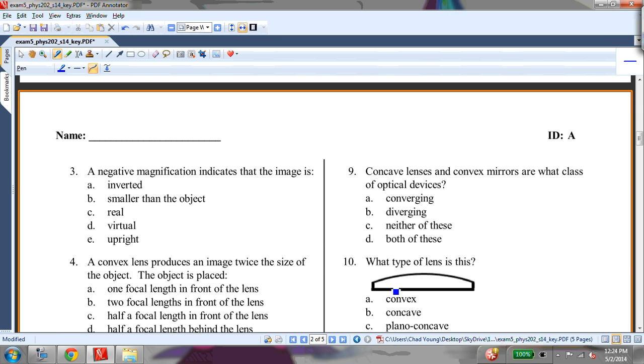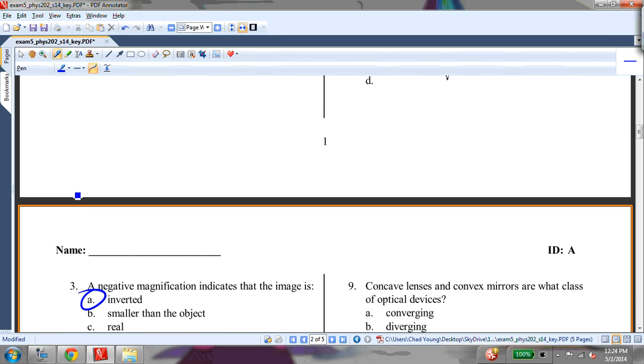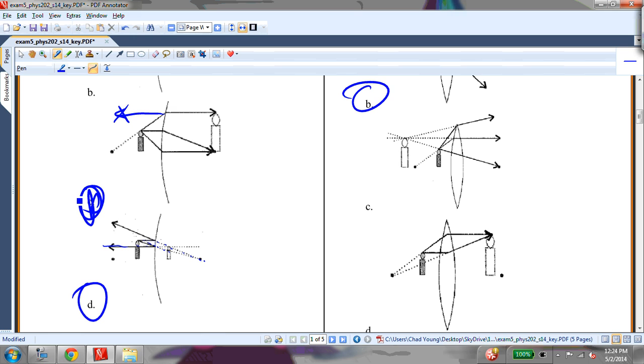A negative magnification indicates that the image is inverted. Actually, let's go back and look at those other two. So here, this one is just all wacky. It's not coming from the focal point. It's not parallel to the axis or any of that. Here we have one that comes up to the focal point and then parallel to the axis. And that would be okay. And then this one goes parallel to the axis, and it should go through the focal point. So the second one's not right.